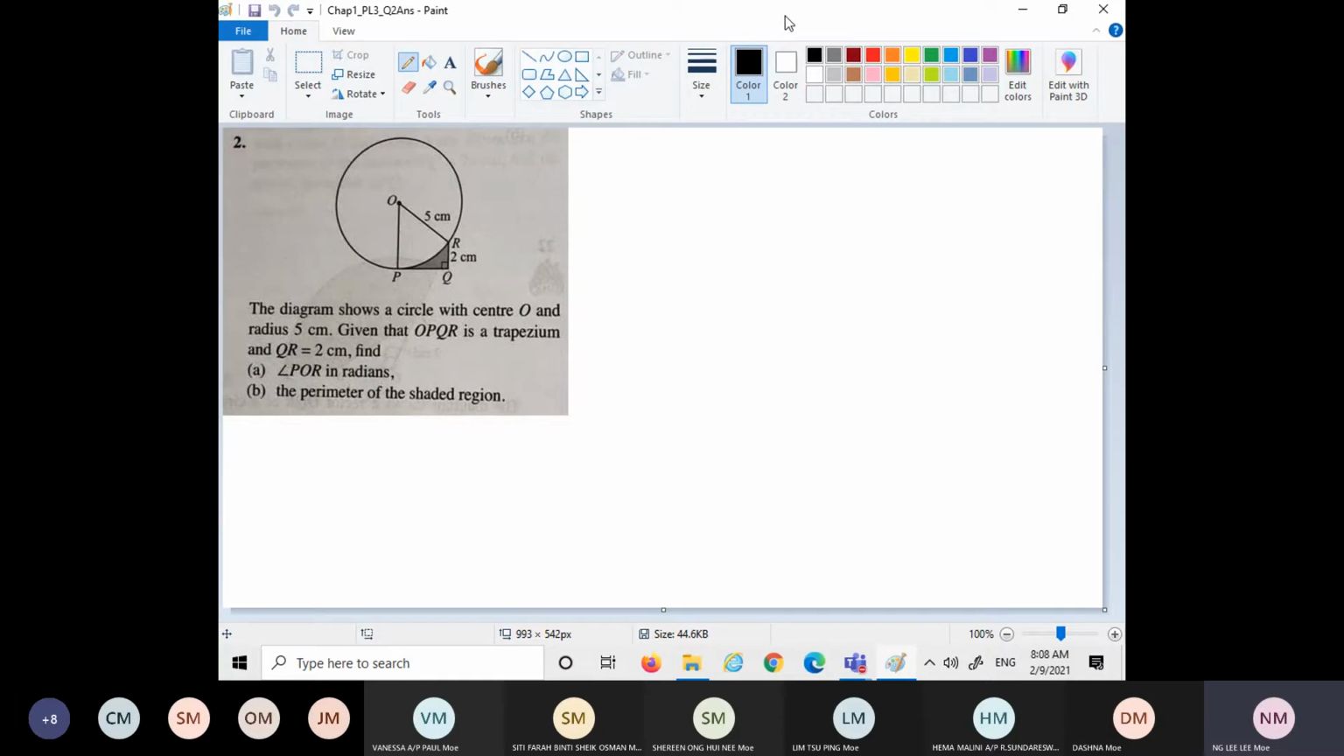The diagram shows a circle with center O and a radius of 5 centimeters. Given that OPQR is a trapezium, I draw it here. This is the shape of the trapezium. Since it is a trapezium, there are two sides that are parallel. It cannot be this side and this side, so this side and this side are parallel.